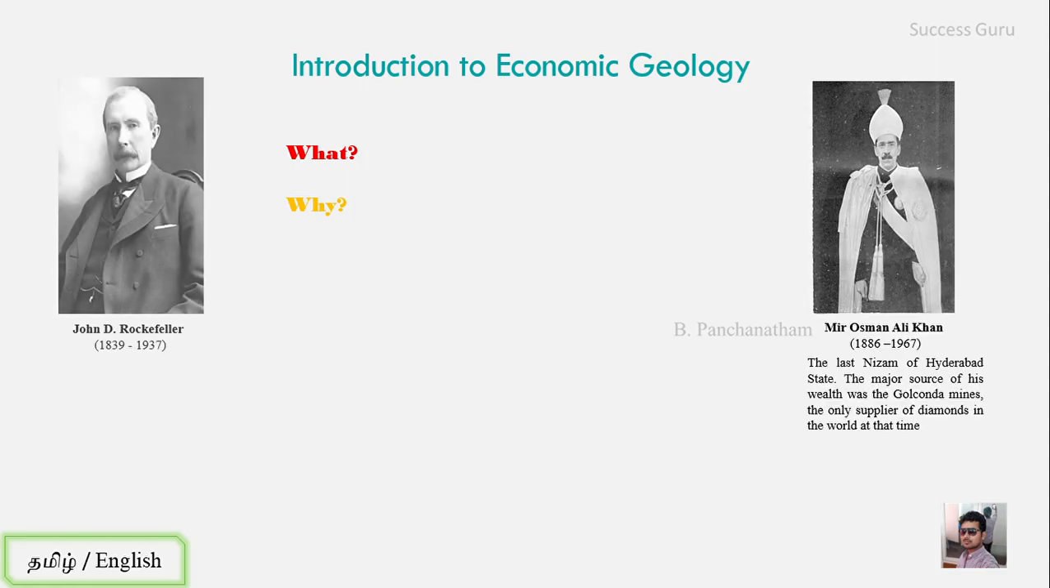So you can see there are two images on the left and right. On the left-hand side, you can see John D. Rockefeller, who is considered to be the wealthiest American of all time and one of the richest persons in modern history, and his main source of income was hydrocarbons. Whereas on the right-hand side, you can see Mir Osman Ali Khan, who was the last Nizam of Hyderabad, and he is the richest person in the history of India.